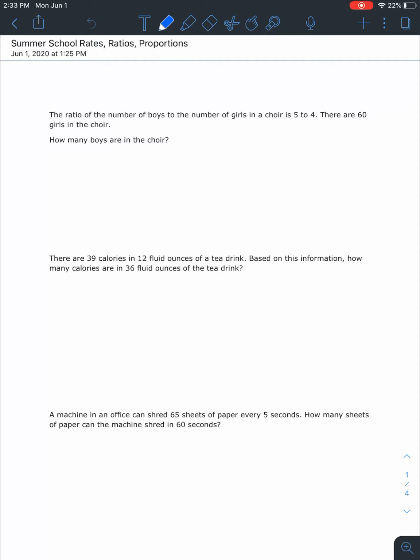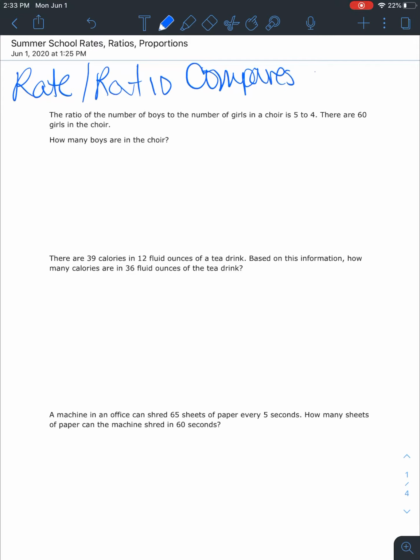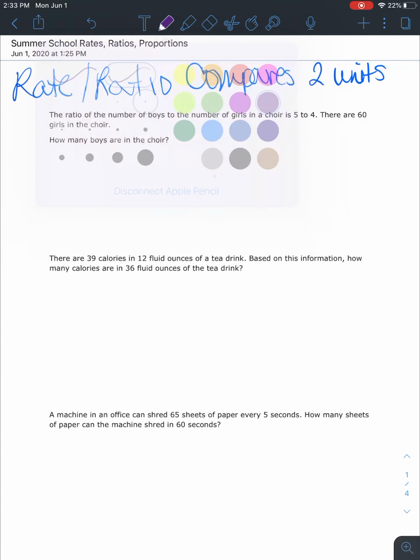Everyone, so let's talk about ratios and rates and what those look like. Remember that a rate or even a ratio is a comparison of two things. It compares two, and I'm going to say units instead of things. It kind of sounds fancier. Okay, so let's start with this first problem.